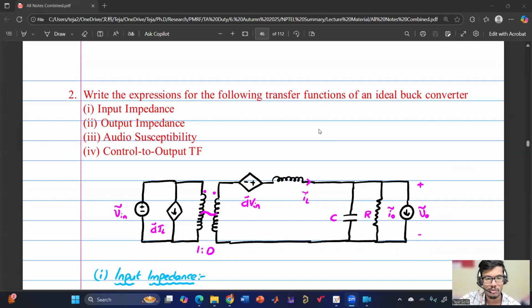Once we get the AC equivalent model, we learned how to get the different transfer functions. One is the input impedance, output impedance, audio susceptibility, and control to output transfer function. All these 4 transfer functions are very important in your field.